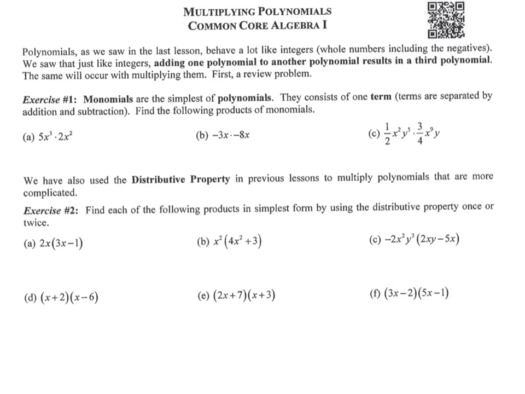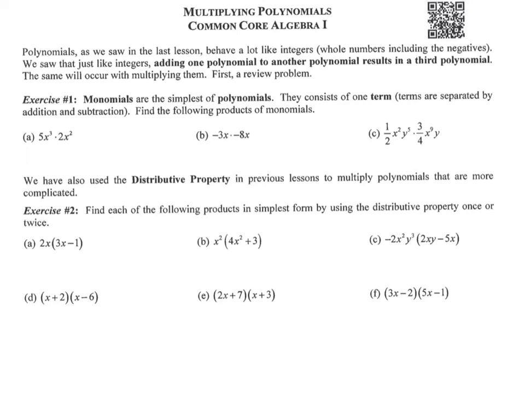All right, so polynomials, we talked about adding and subtracting before in the last lesson. This one we're going to talk about monomials. They're the simplest. So mono means one, poly means more than one. They consist of one term that are separated by addition and subtraction. So when you multiply, we've done a little bit of this before.